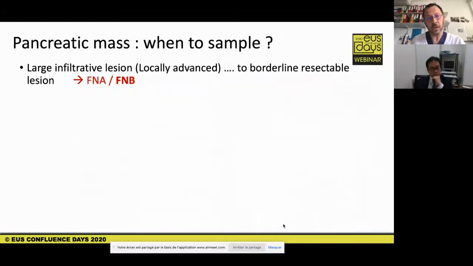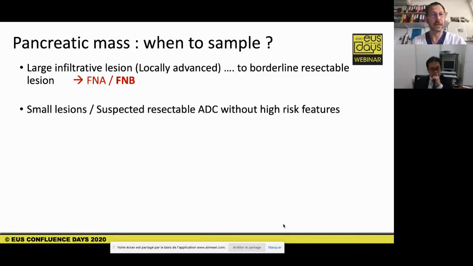So what I keep in mind after the development of this neoadjuvant treatment is that the spectrum of masses that should be sampled for a neoadjuvant treatment is quite large, from locally advanced lesions, even metastatic lesions in some situations when it's the only way to obtain a sample, to borderline resectable lesions or even resectable lesions with high-risk features. And FNB should certainly be the better choice if you have it.